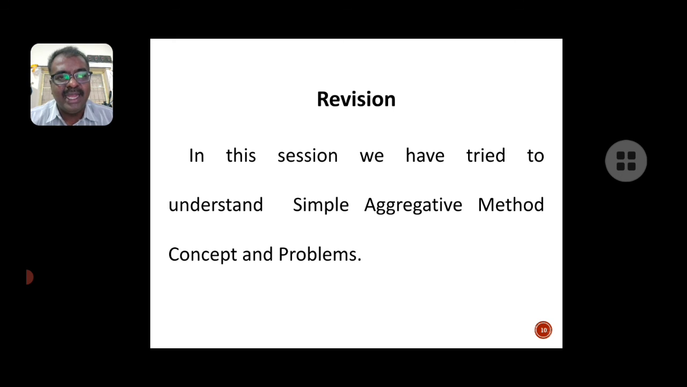To recap once again, the merits are that it is easy to understand and easy to calculate. The demerits are that it does not consider the relative importance, and further only one variable can be studied at a time, either price or quantity. Any one can be studied at a time.